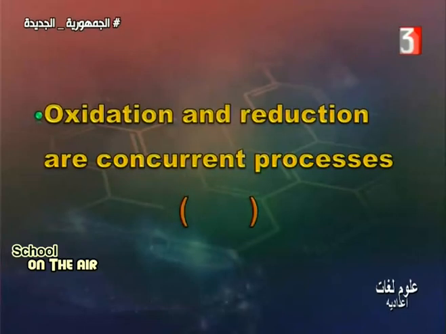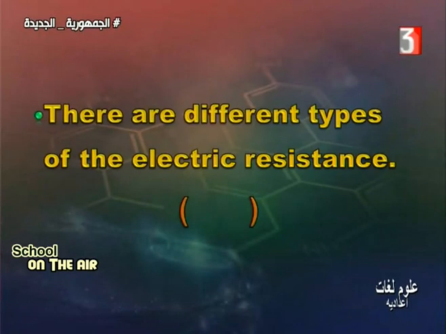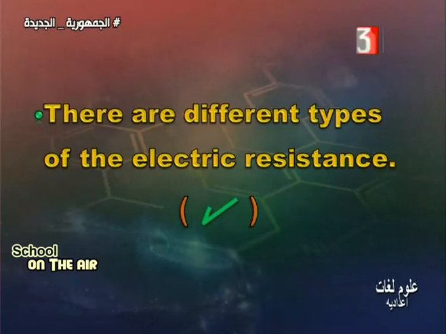Oxidation and reduction are concurrent processes. It is a true statement. There are different types of electric resistance. It is true because there are fixed resistance and variable resistance.